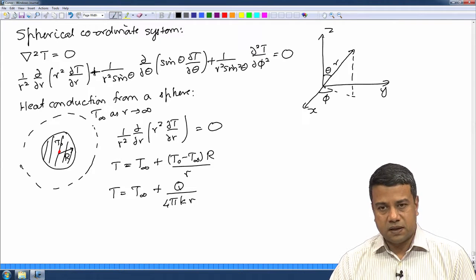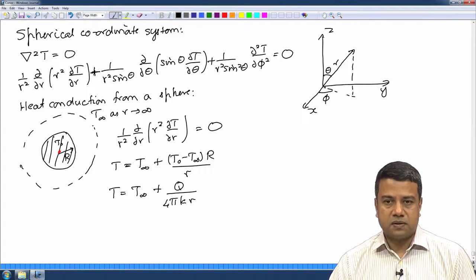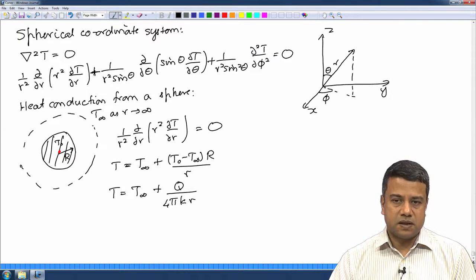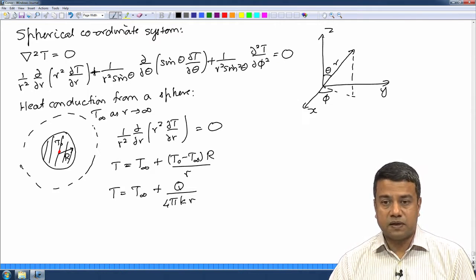I told you that even if you take the limit of capital R going to 0, so that the radial distance is much larger than the sphere radius, you still get the same temperature provided the total heat coming out per unit time is the same.